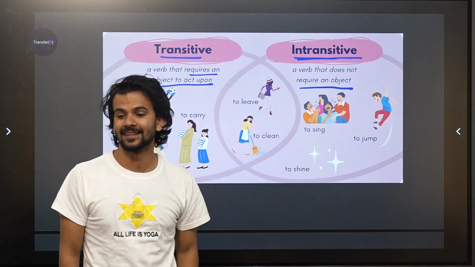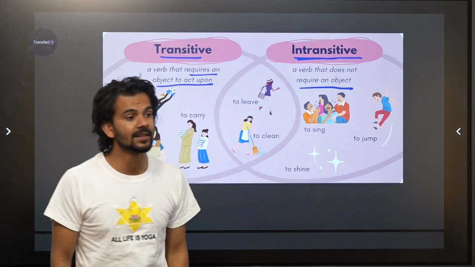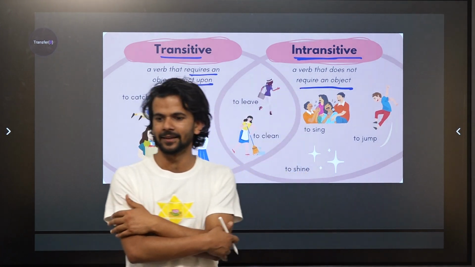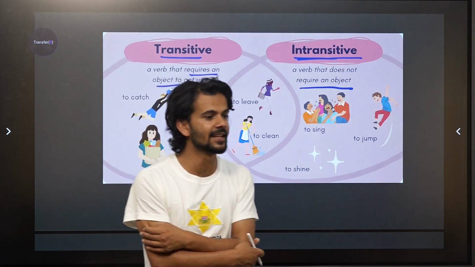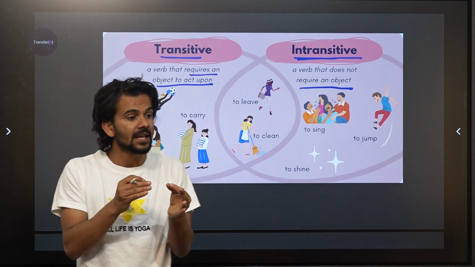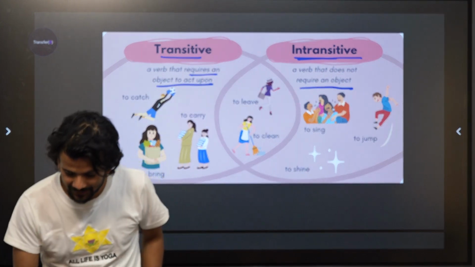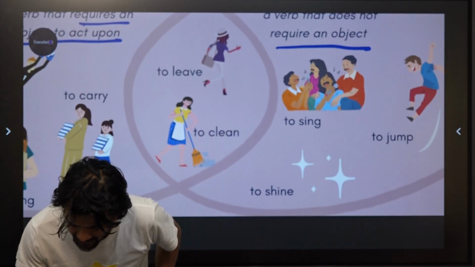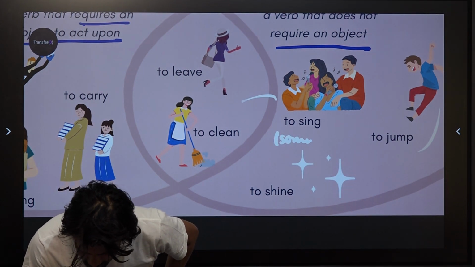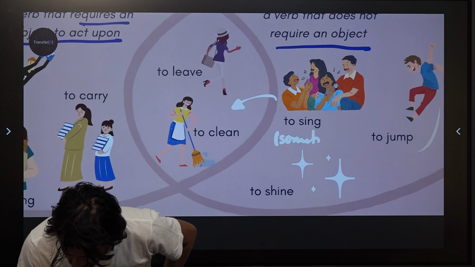The birds are singing. What are the birds singing? No one knows what it's singing. So therefore, singing is an intransitive. But you can also sometimes use it as transitive. Sometimes can be used as transitive. Can we write that down? Sometimes transitive.